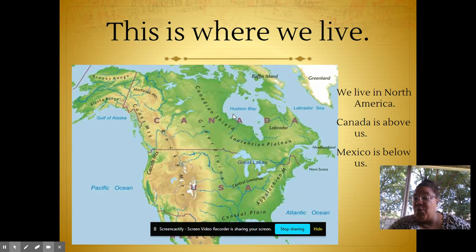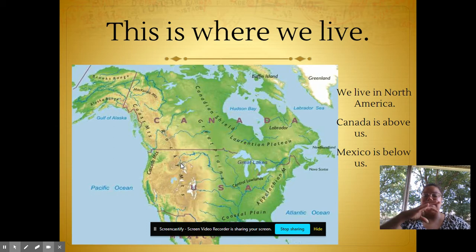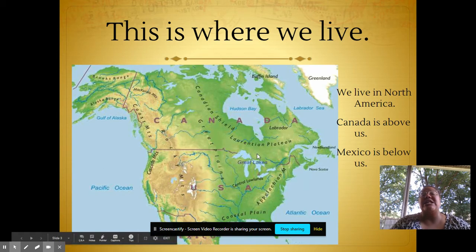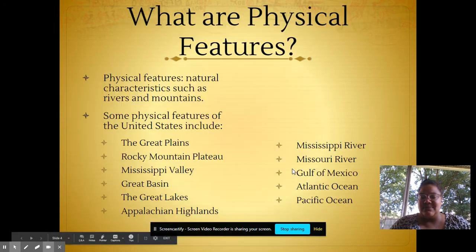This is where we live. We live in North America. That is the continent that we live on. Canada is above us. That is a country on the continent of North America. Remember, a continent is bigger, a country is smaller. So you have three countries on this one continent. And then we also have Mexico, which is below us. Okay, so these are your three North American countries on the North American continent. US, that's us. Canada, up north. Mexico, down south of the United States.